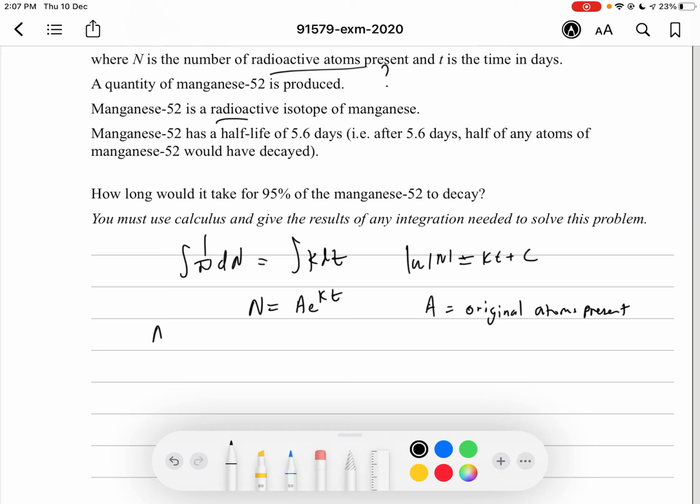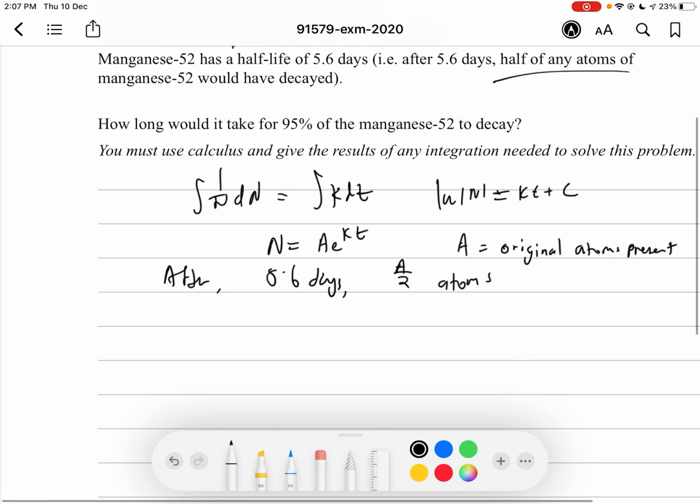We can figure this one out. So we know that after 5.6 days, half of the atoms have decayed, so a over 2 of the atoms have decayed, half of a. So we can use this to find our k value.